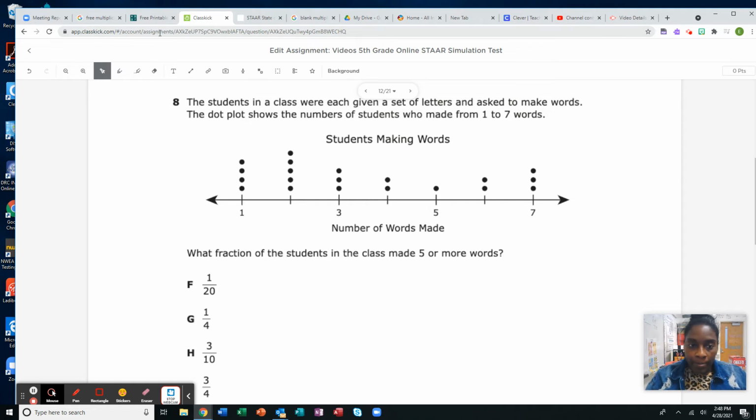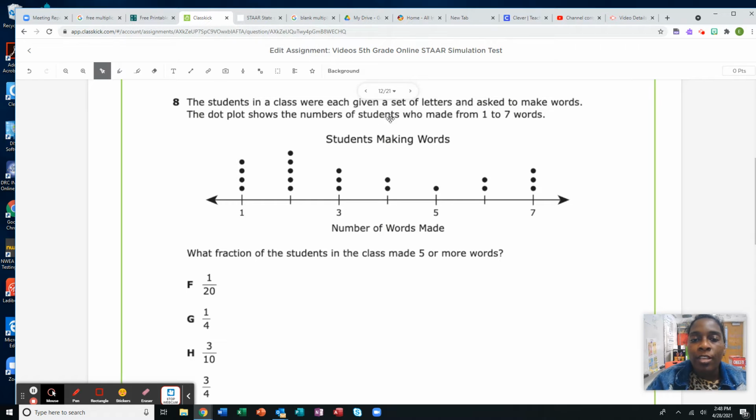All right, so question number 8. This is a dot plot. So this is for graphing. Okay, so our data analysis here. It says the students in a class were each given a set of letters and asked to make words. The dot plot shows the numbers of students who made from 1 to 7 words.